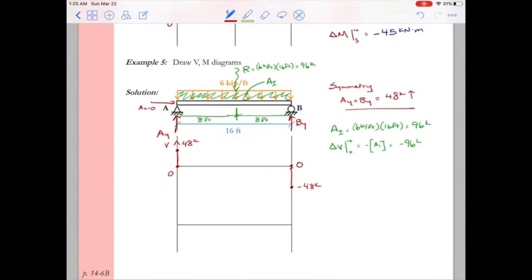Because my distributed load is a constant 6 kips per feet, when I take the integral of the distributed load, the integral of a constant will give me a linear line, so I see that relationship follow. Let me sketch this a little bit better so that the negative 48 is kind of symmetric, and we'll see better that the shear is 0 exactly at the middle there.